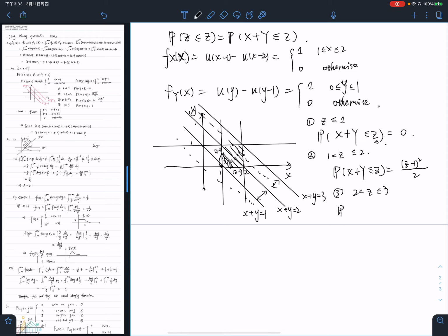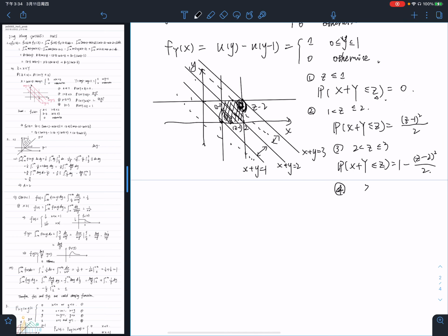The area below the line should be the area of the square minus this part. The area of the square is 1, and this part should be z minus 2 on each side, so it is the square of z minus 2 over 2. At last, if z is larger than 3, the line will always cover this area, and the probability should be 1.